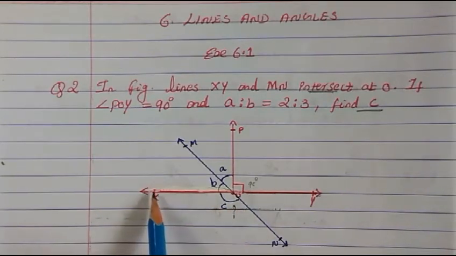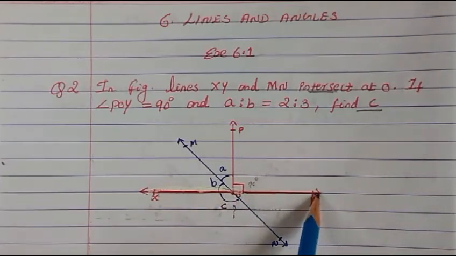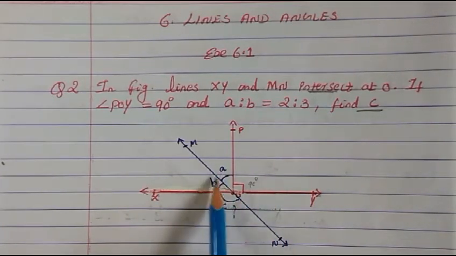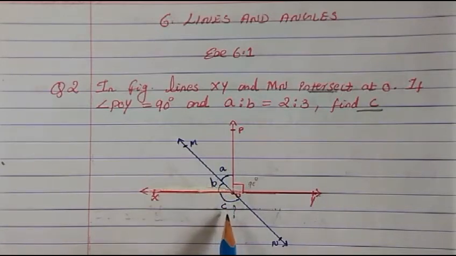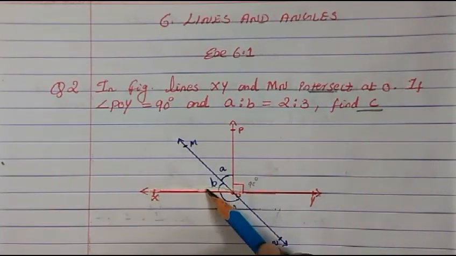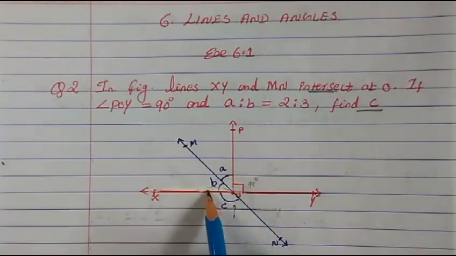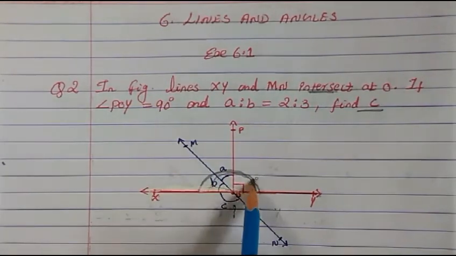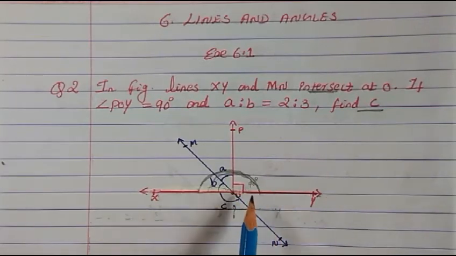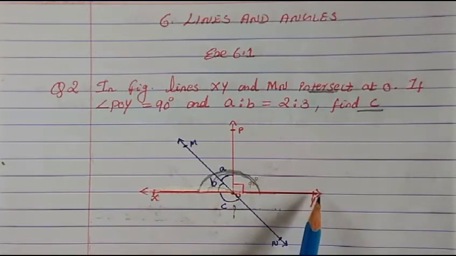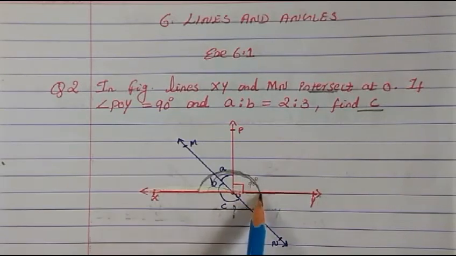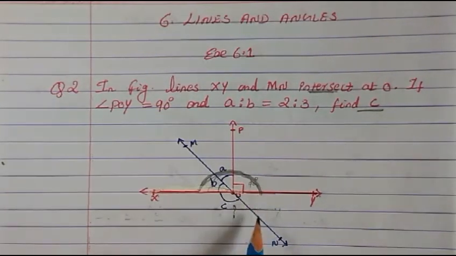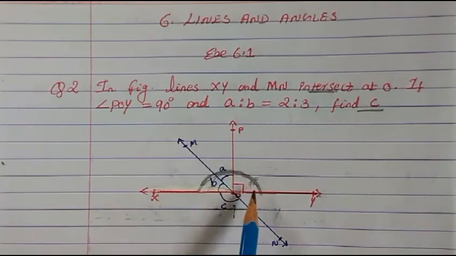So now let's see. XY is a straight line. First let's find out a and b. Once we get these values, then we can find out the value of c. Now XY is a straight line, so this whole thing will be 180 degrees, because for a straight line, as I told you in the introduction part, the total angle is 180 degrees. So can we write down all these angles together? It is 180.